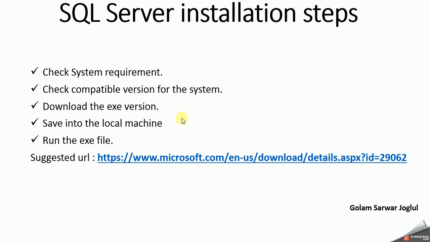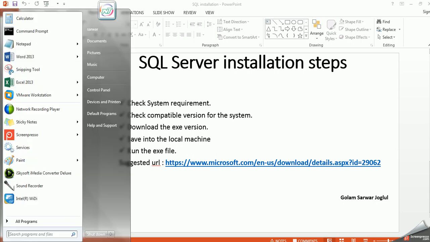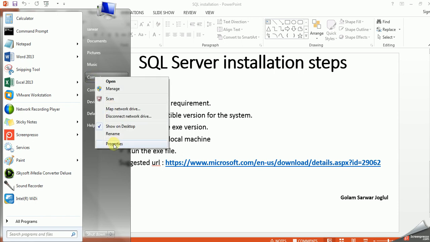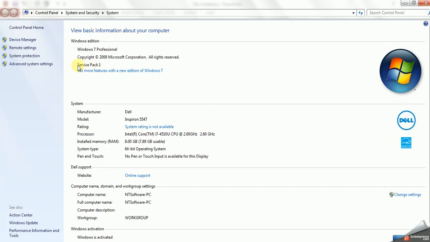So here is a suggested URL that we can use to download. Before doing that, let's see our system requirements, the system details. Just click on Start, then right click on Computer, Properties, and here we can see my computer is Windows 7 Professional Service Pack, 64-bit operating system type. So these three things are enough to verify.